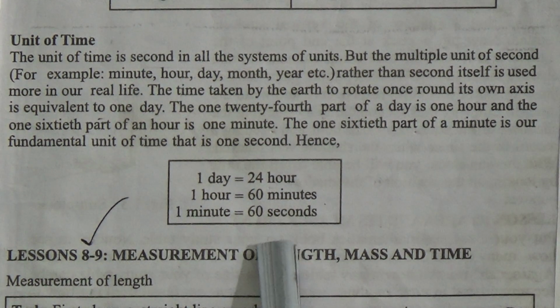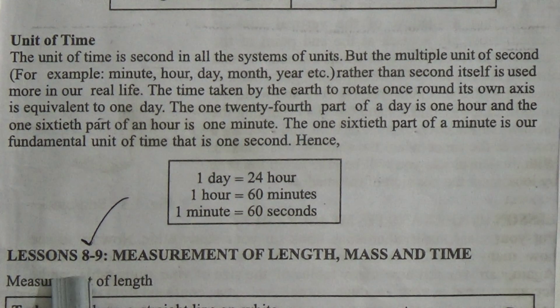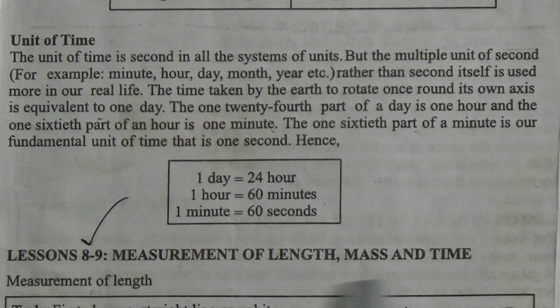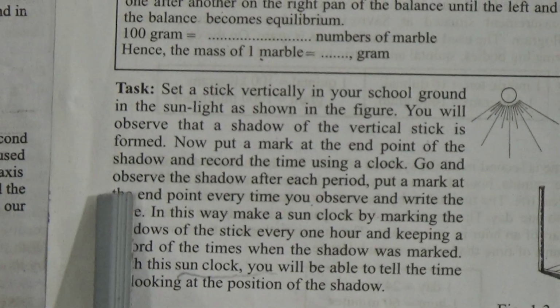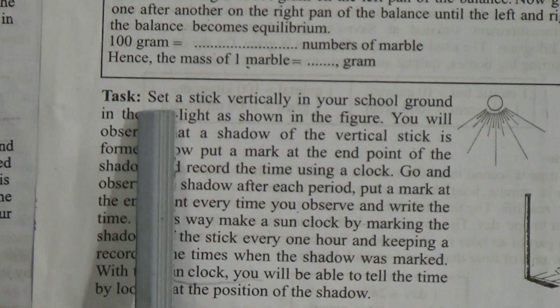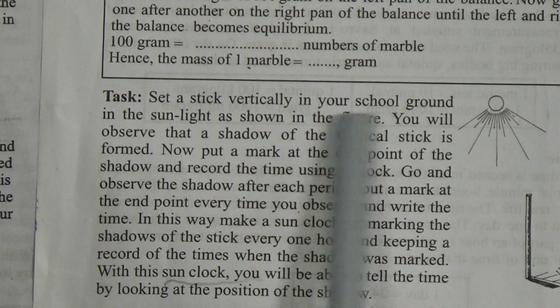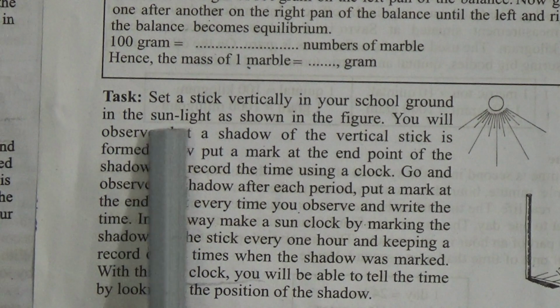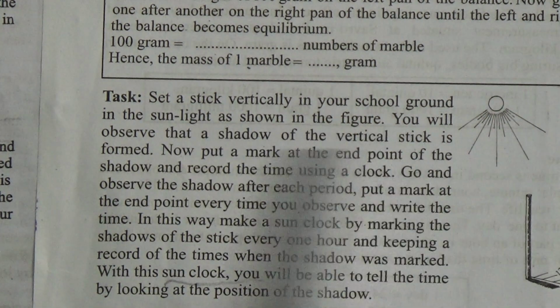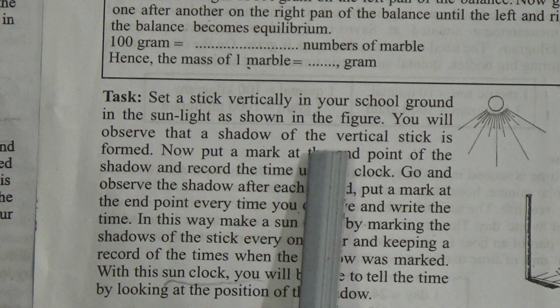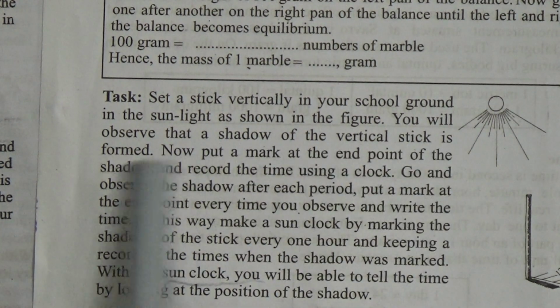Now, lesson 8 to 9: Measurement of length, mass and time. Come to here, students. Here is the task. Set a stick vertically in your school ground in the sunlight as shown in the figure. You will observe that a shadow of the vertical stick is formed.